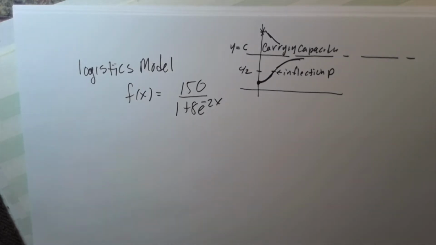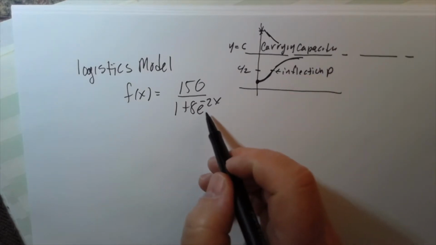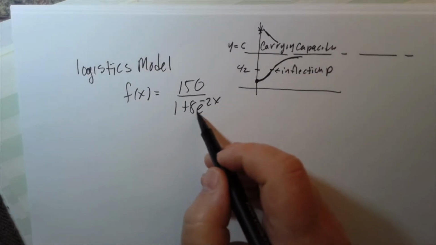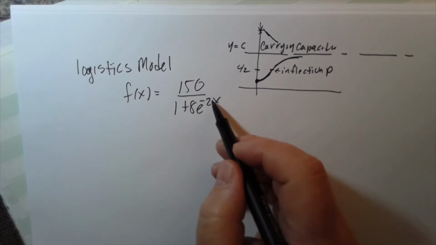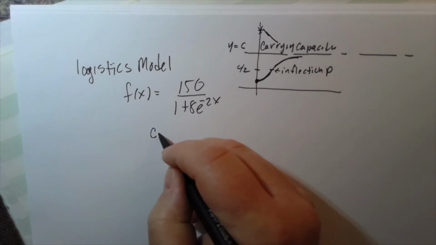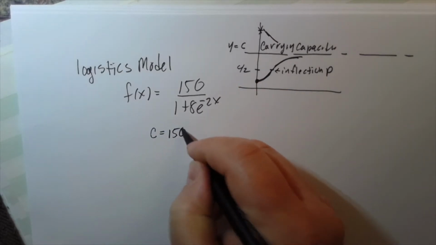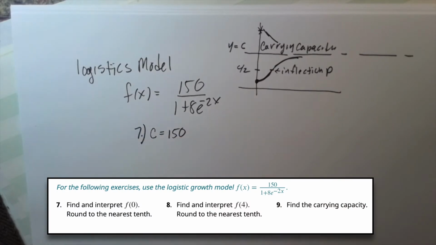Now, the carrying capacity is the long-term behavior. What happens as you go off to infinity? Well, notice that as you put in bigger and bigger x's, this term right here is going to get smaller and smaller, so this thing's going to go to 0. So it ends up that our carrying capacity, which is c for this example, is 150. So that's the answer to 9.